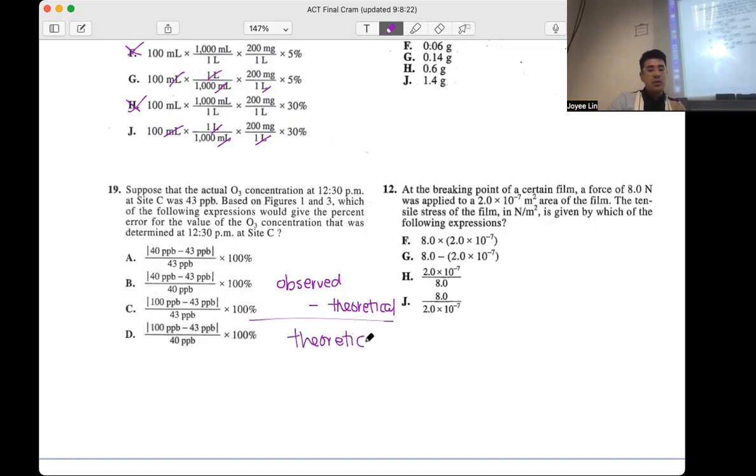So where do you think actual goes in? If it's actually 43, do you think that goes into the first, observed, or into the second, theoretical? That's what I thought too. But the actual means the true value. The true value is 43. Actual means the true value, not the one you measured.